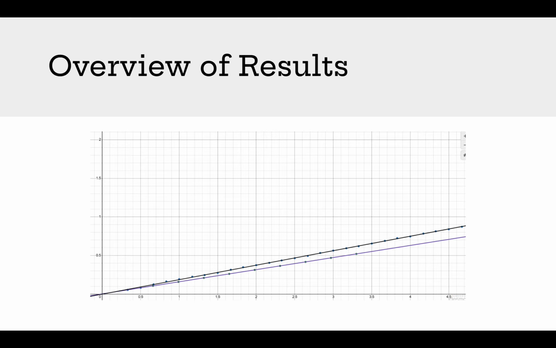Overview of results. So this is a graph obtained that shows the experimental values that we obtained and the ideal conditions from the code. Both graphs are very similar and very close to linear, which shows that velocity is constant and net force is 0.